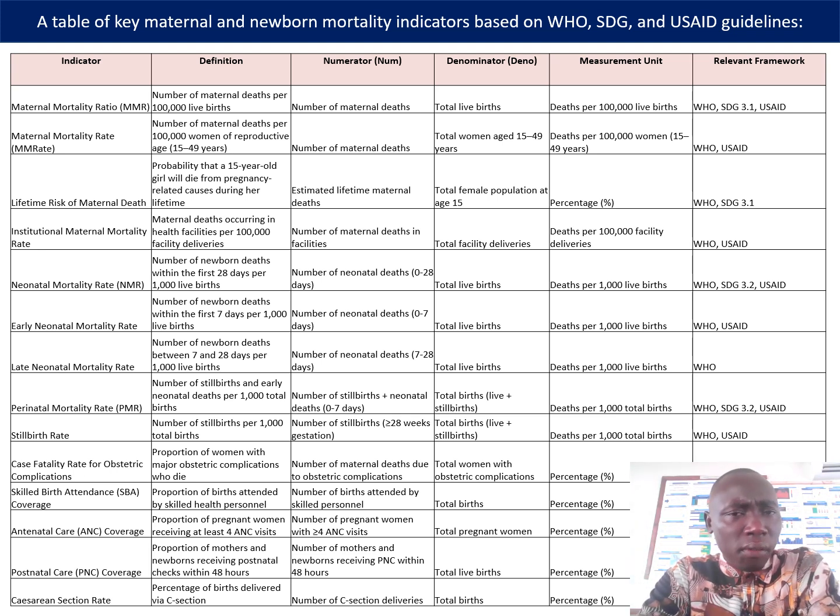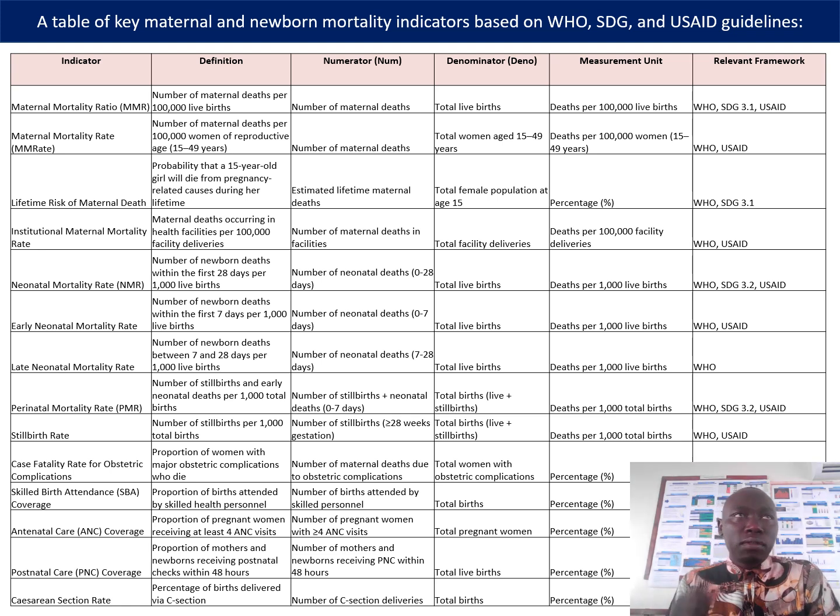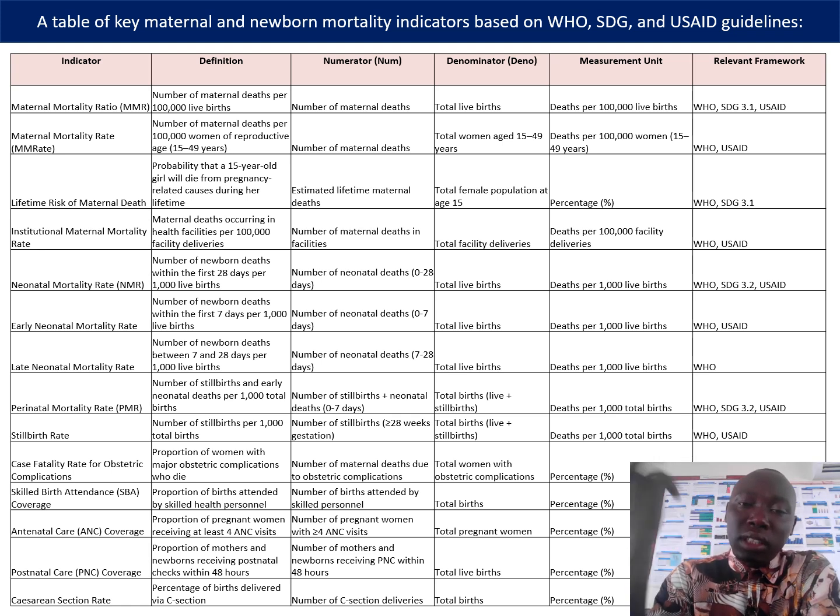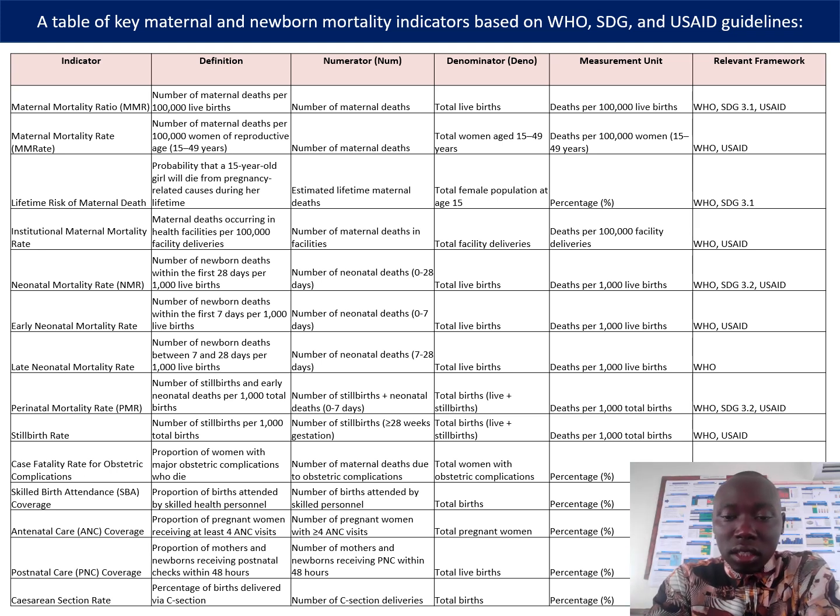Without wasting time, our first indicator is maternal mortality ratio, abbreviated MMR. What is the definition of this indicator? We're looking at the number of maternal deaths per 100,000 live births. Its numerator is the number of maternal deaths. We look at how many maternal deaths, maybe in a day, a week, a month, a year, or a five-year period. That's the numerator. The denominator is total live births.